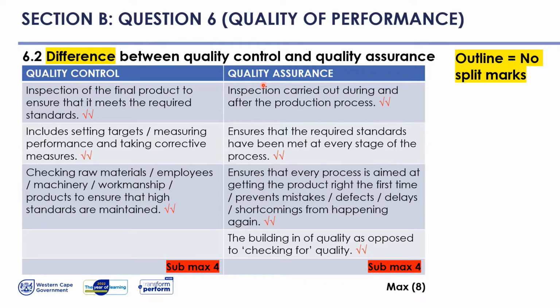Then we also get quality assurance. Now this is also an inspection process, but this one is carried out during and after the production process. So it's very important, learners, that you mention that it takes place during and after the production process, as opposed to only the inspection of the final product. Quality assurance also ensures that the required standards have been met at every stage of the process. Quality assurance also ensures that every process is aimed at getting the product right the first time. Now, usually learners tend to remember this point, getting the product right the first time. So please highlight that in your notes if you can.